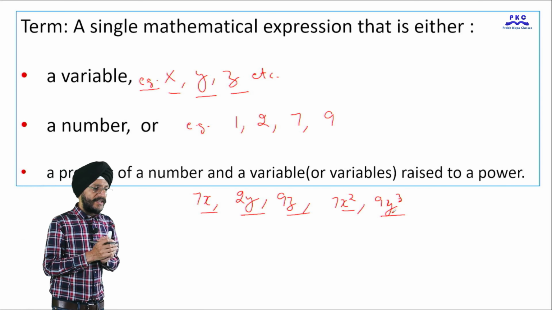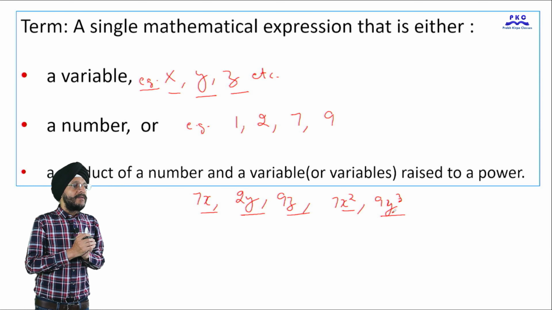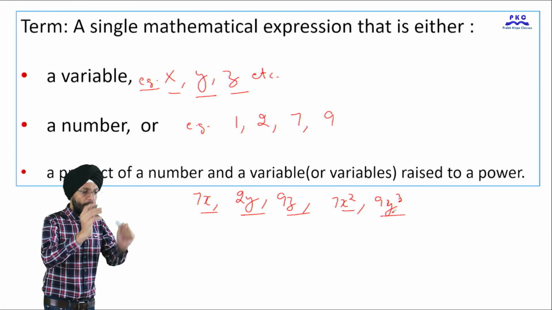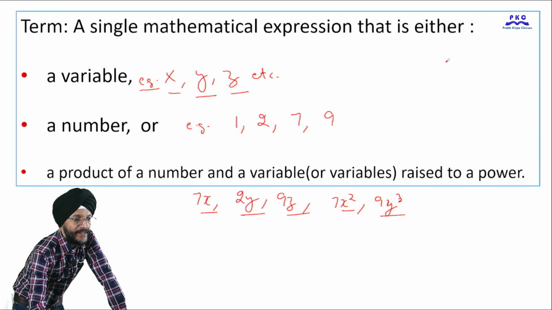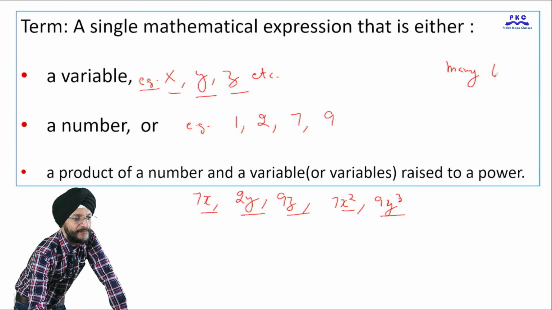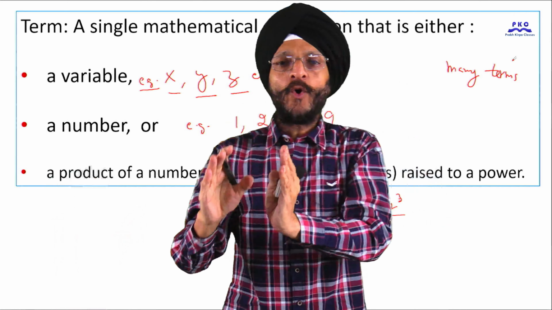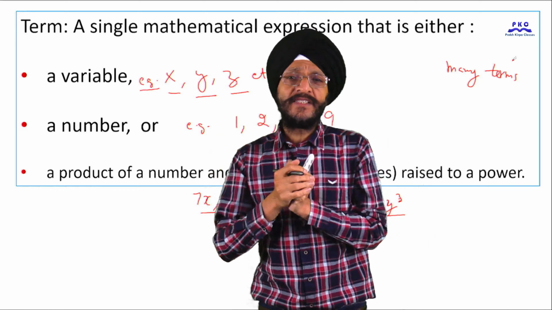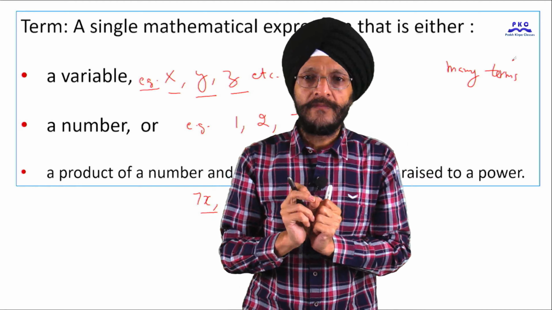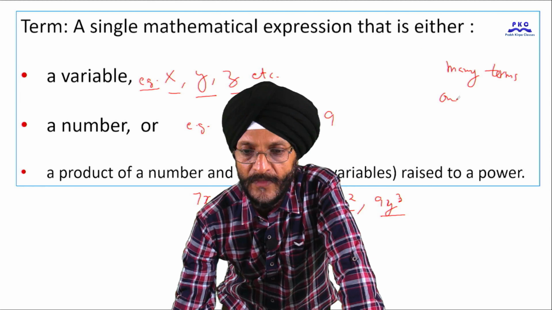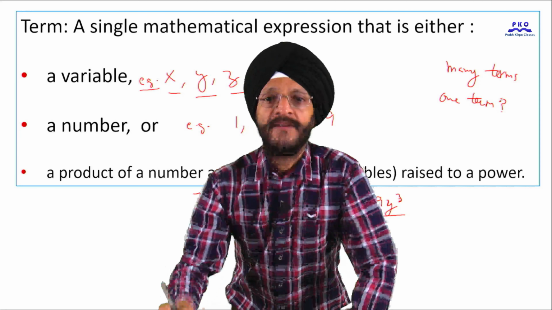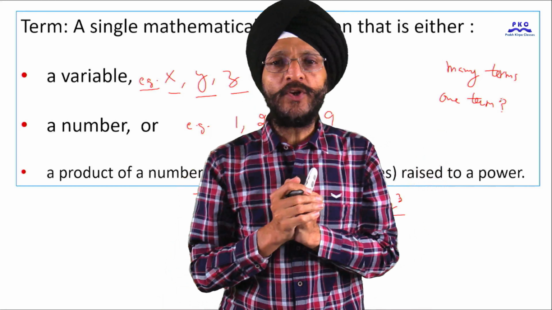So now the question arises, there are two questions which have so far arisen. We have already learned that polynomial consists of many terms, because poly means many and nomial means term. So polynomial means many terms. Now the question arises, if there is only one term only, then what is the position? Whether it will be called a polynomial?